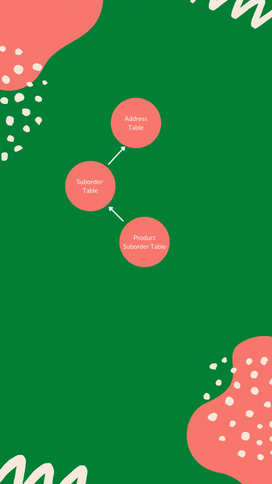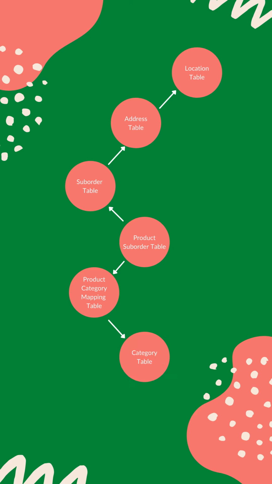To get the city name, you will in turn need to join it to the location table. On the other side, you have started with product, but you need categories in your report. So you need to join that to the product category mapping table. And that will also give the category ID only. So to get the category name, you will need to join it to the category table.